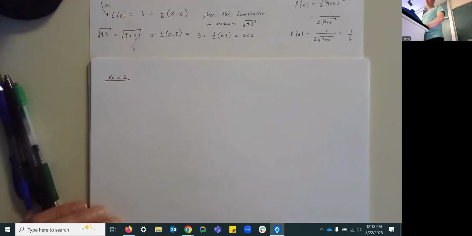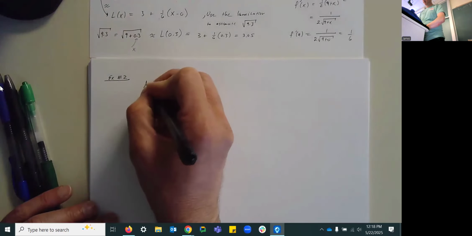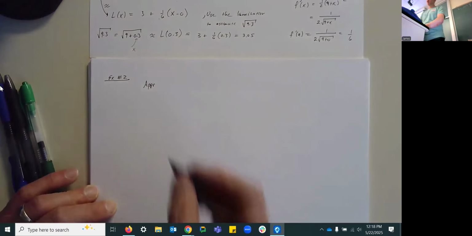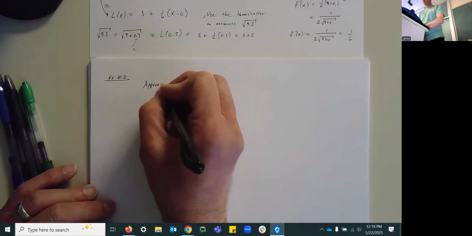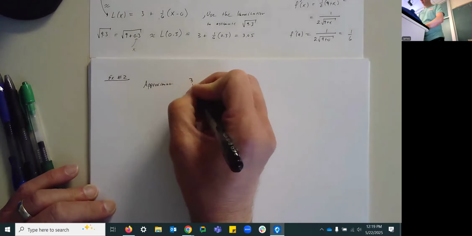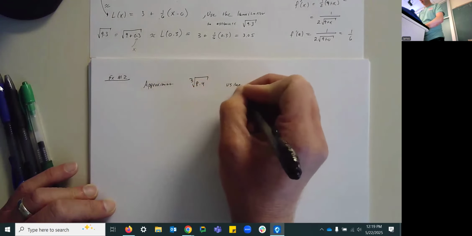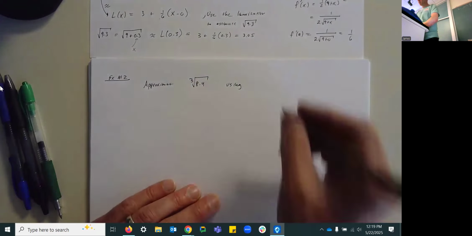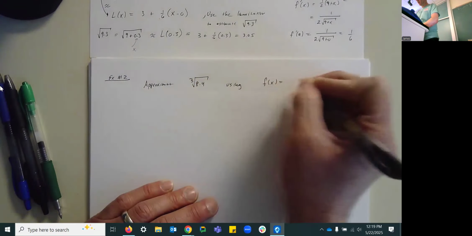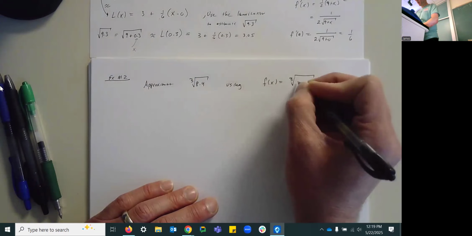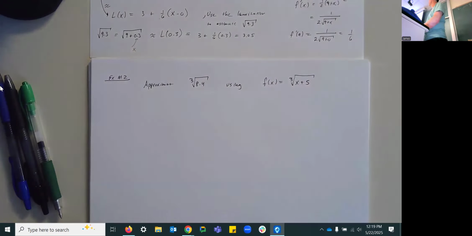So let's say we're going to approximate the cube root of 8.4 using, and I'm going to pick something really kind of bizarre, f of x equal to the cube root of x plus 5 as my function. Just to be terrible, really. There's no good reason to use this function, other than that's what the person writing the problem decided.